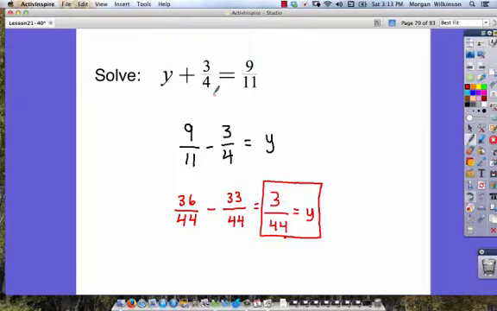This problem is an example of why it's key to understand that we need to subtract 3/4 from 9/11 to find our answer, because it's a hard one to do with mental math. We've got one more problem.